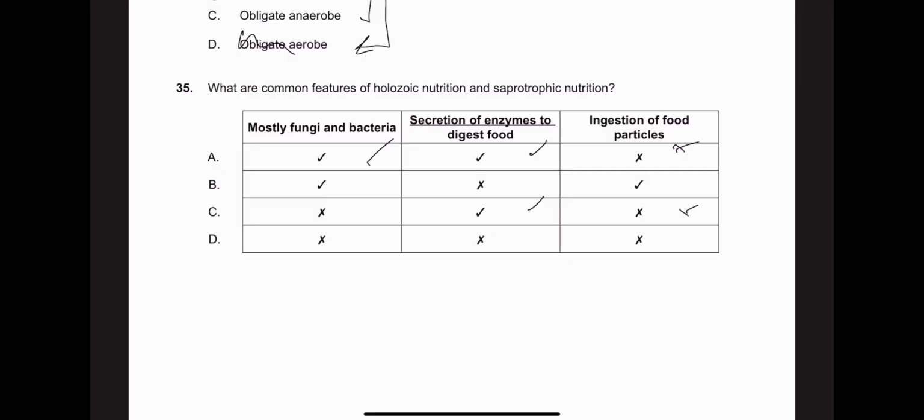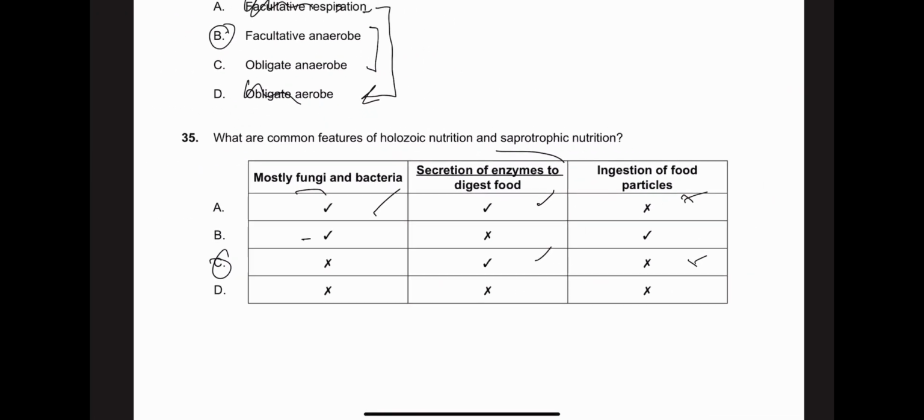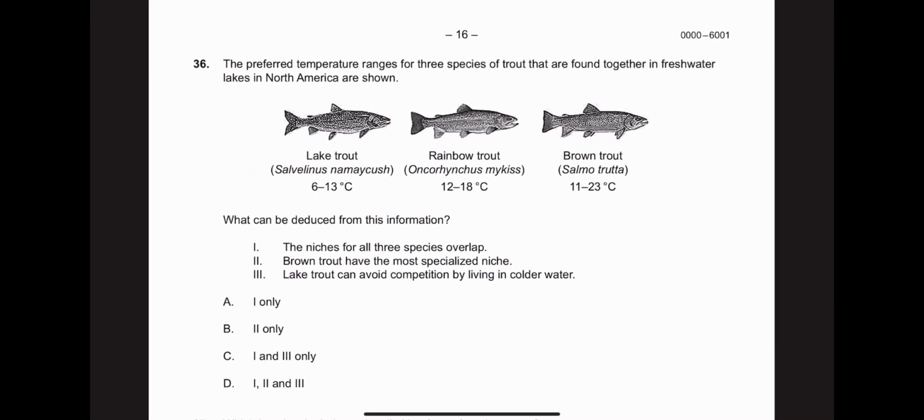So A says it's mostly fungi and bacteria, which would be possible for this saprotrophic, because saprotrophic occurs mostly in fungi. But yeah, our answer is C, because it is not mostly both fungi and bacteria. That is grouping two separate things together here. Okay, 36.